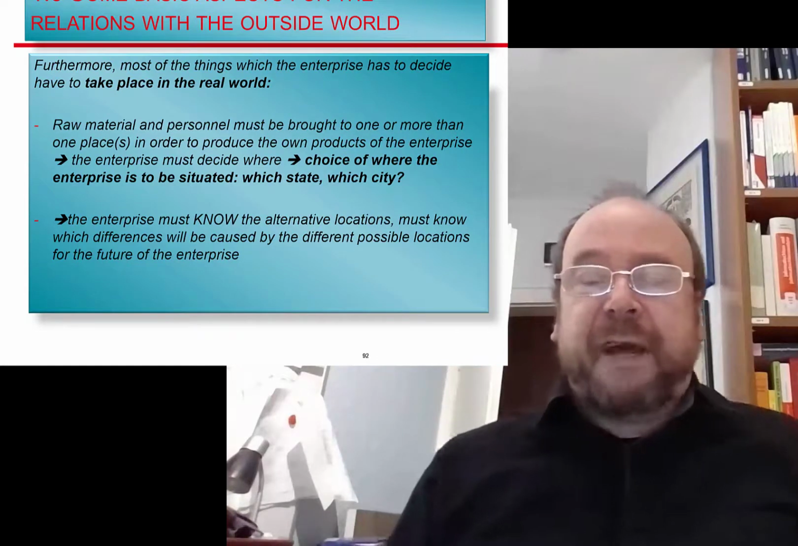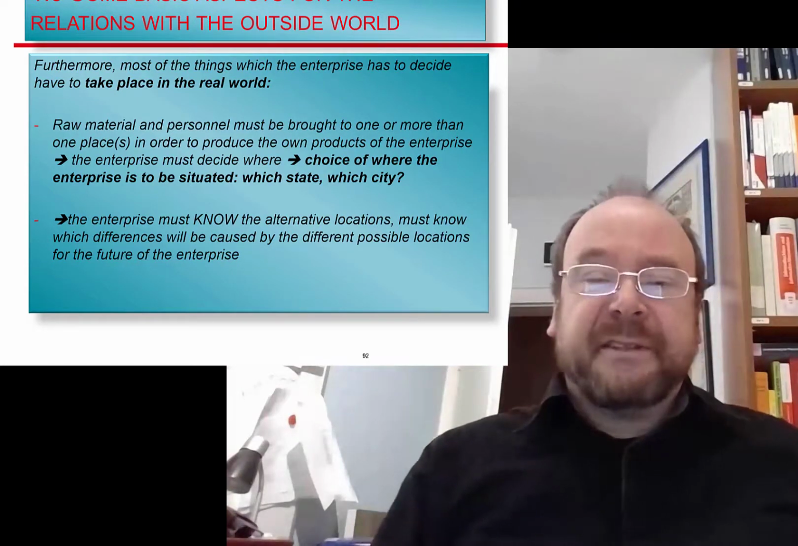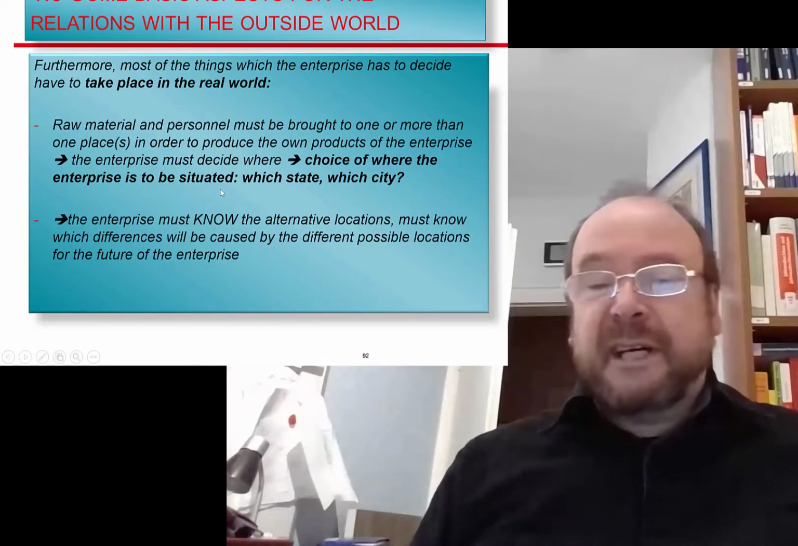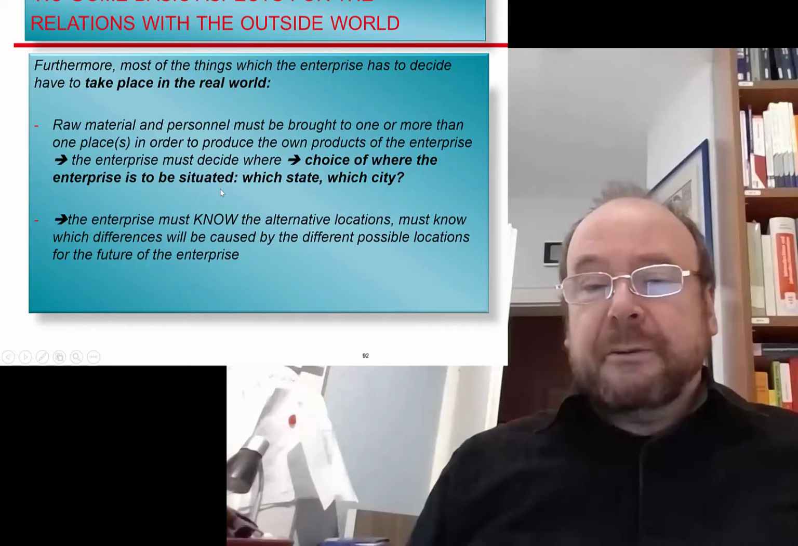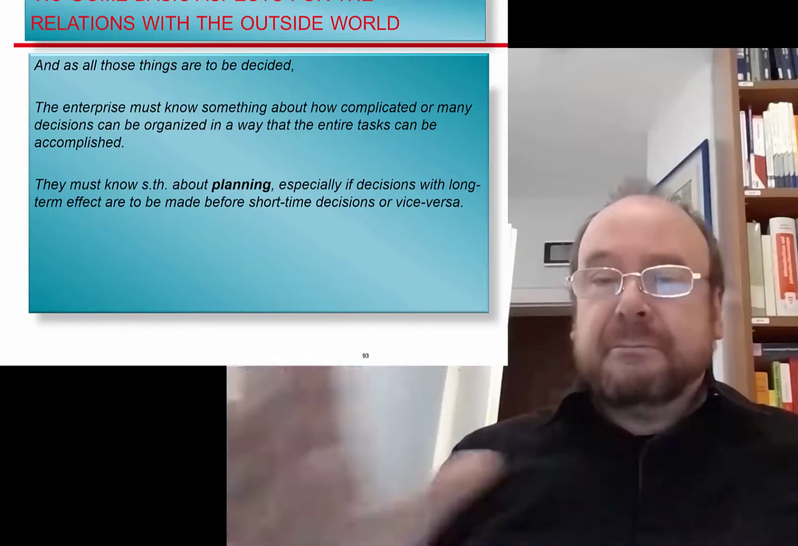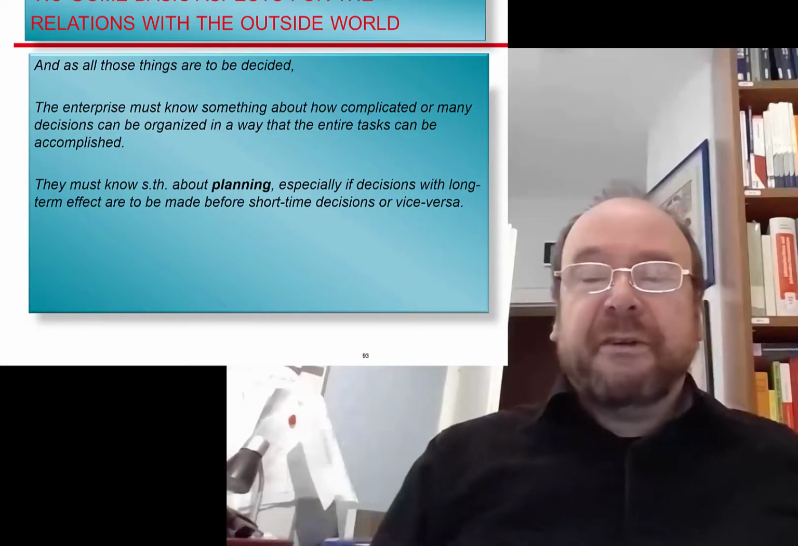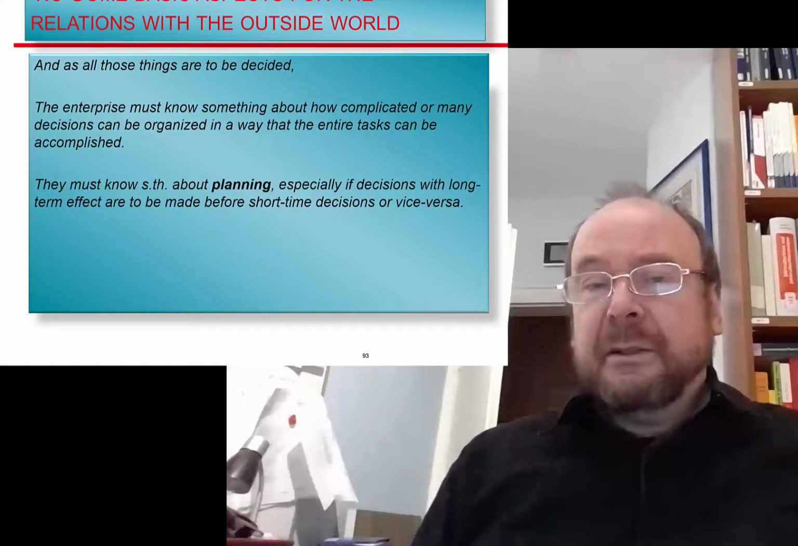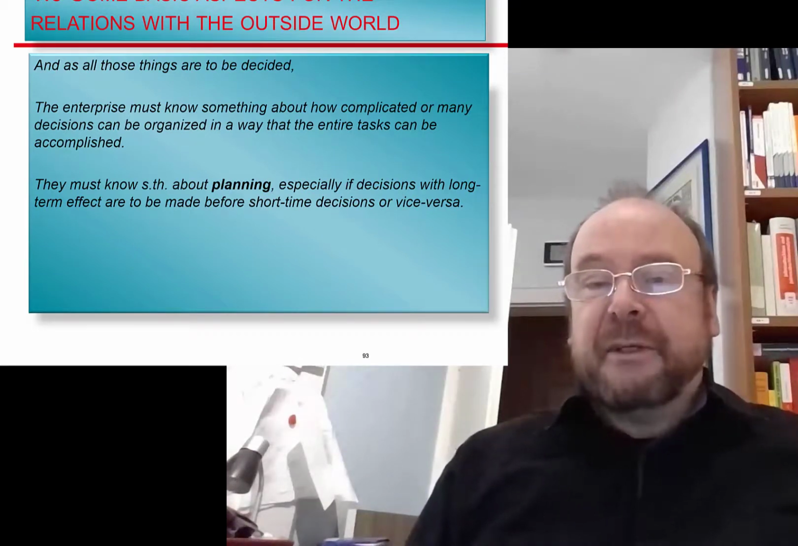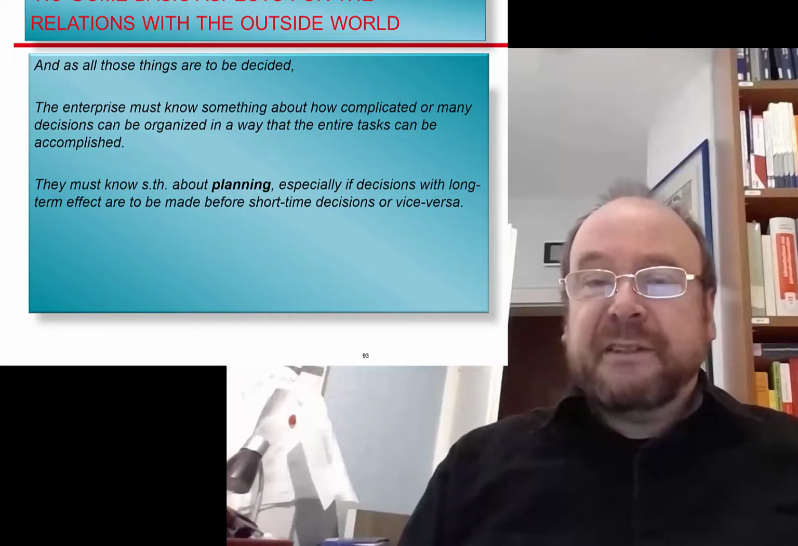Then you place your factory or your offices at a certain place in the real world. So which consequences will that have? Which places can you choose from? All that must also be known. So that gives you an overview about all the things which you have to be busy with when you want to think about the decisions which have to be taken in the course of a business.